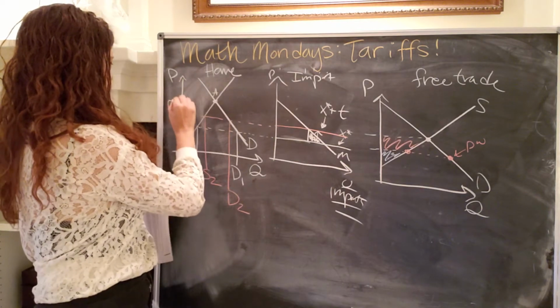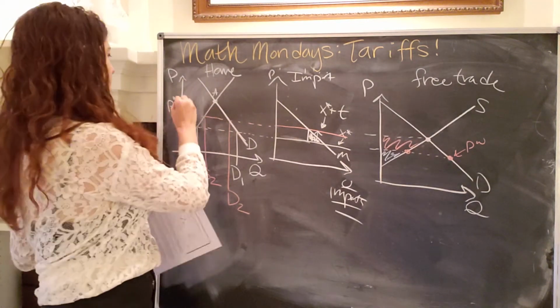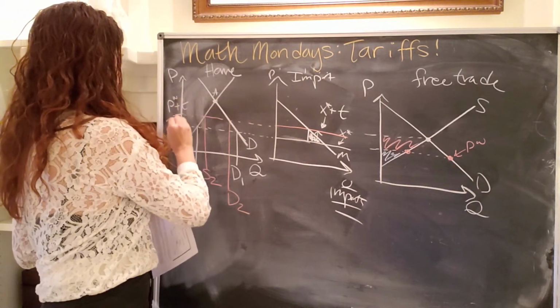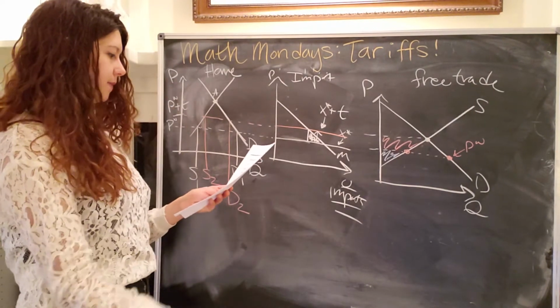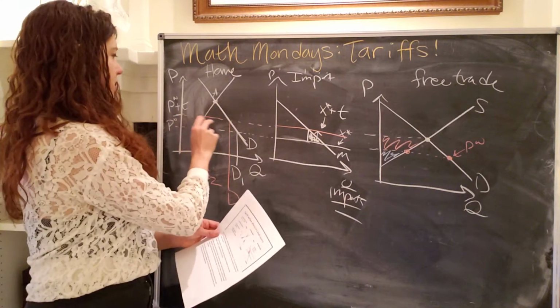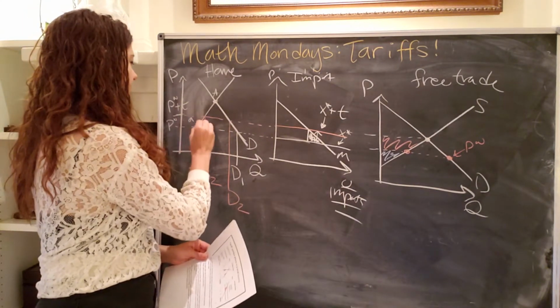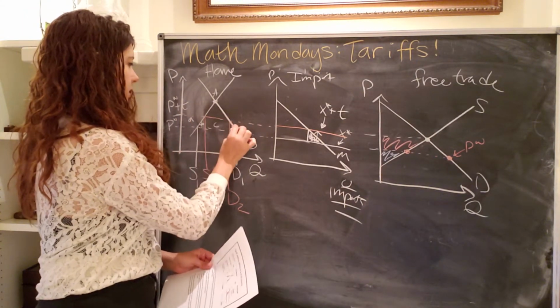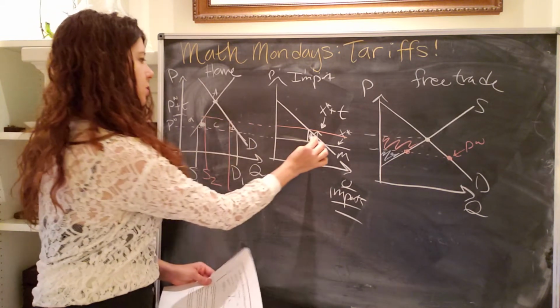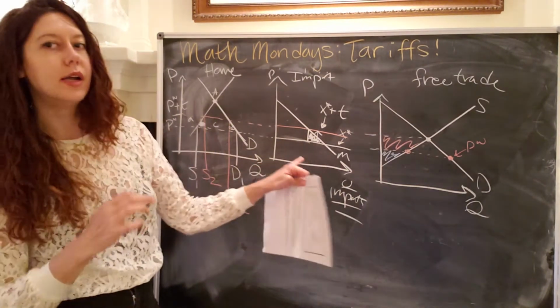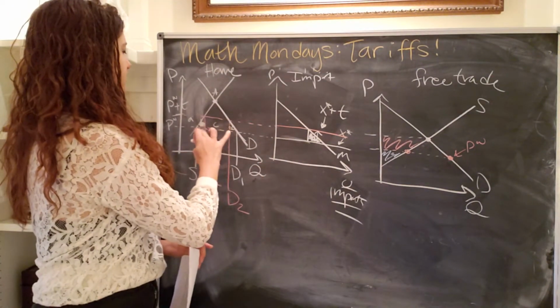And again, this is the price in the trade market plus the tariff, and this is the price without the tariff, but with trade. Okay, so now I'm going to label these 4 sections, A, B, C, and D. My B is a little funky, but this is B. So this triangle right here is actually equal to these 2 sections, B and D.